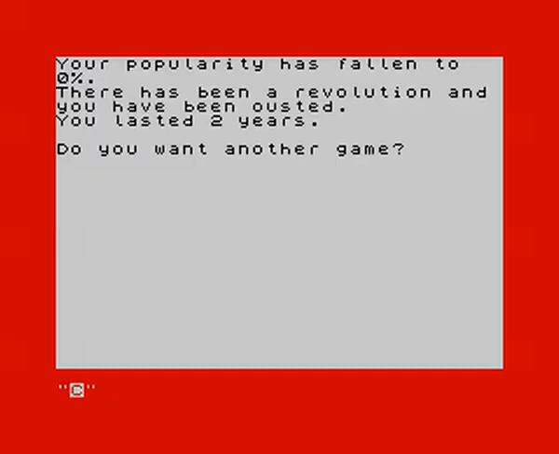And we've fallen to 0% popularity. We've been ousted. Would like another game. Let's say no for now. And let's see how we got on. So that failed horribly. So Labour, again, no good.